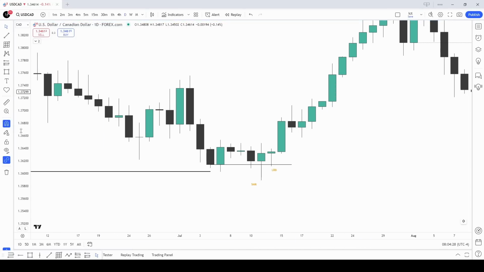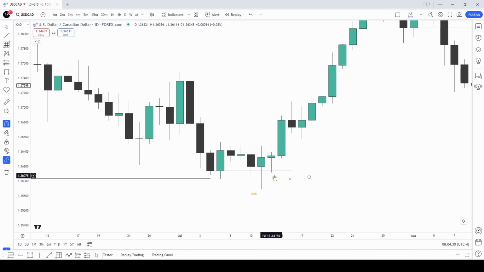But I'll show you how. Because this is a low risk buy. So, anyway, low risk buy, we move higher, displacement. The algorithm is flashing to us.